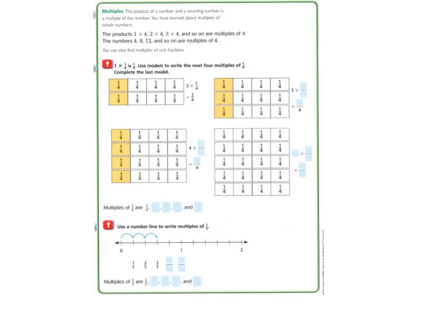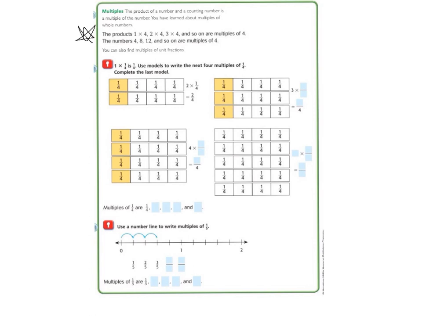Let's practice this again on the next page. It says multiples. The product of a number and a counting number is called a multiple, like we would count by multiples of 2: 2, 4, 6, 8. We've learned about multiples of whole numbers, but now we're going to learn about multiples of fractions. So the products of 1 times 4 and 2 times 4 and 3 times 4 are all multiples of 4. We would count them like 4, 8, 12, and so on. These are all the multiples of 4.